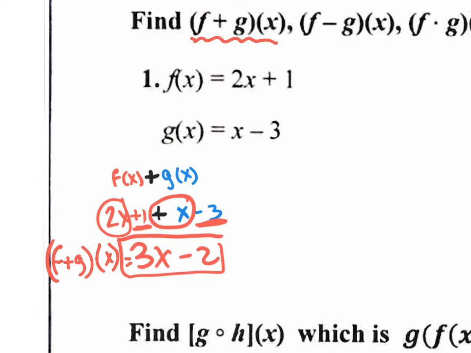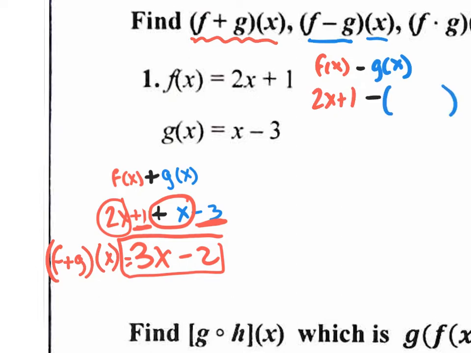So now let's do f minus g of x. Okay, so what does that mean? That really means your f of x function minus your g of x function. And again, my f of x function is 2x plus 1. And then I have a minus sign right here. Now, right here, I better use parentheses when I plug in my g of x function.